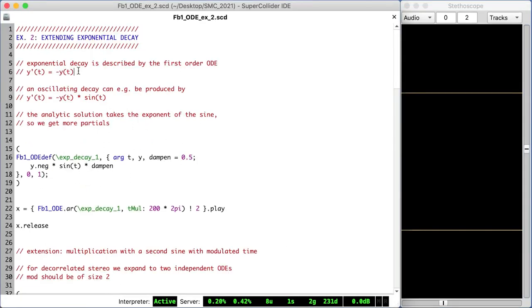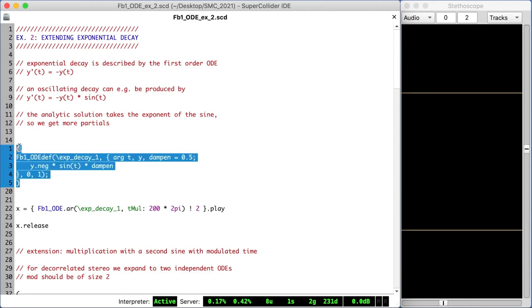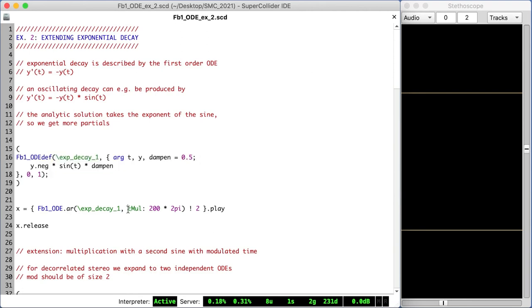These examples are extending the exponential decay. We can get an oscillating decay by multiplying with the sine, and the analytic solution takes the exponent, so we get more partials. The ODE can also get a damping factor, and to use it in a SynthDef, we have to do time scaling for an audible result.